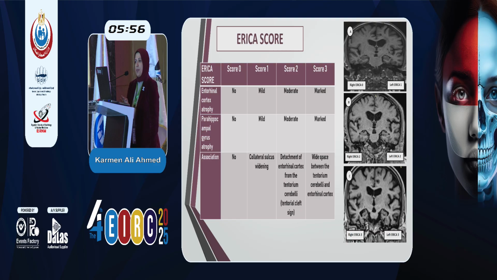First, we assess the ERICA score. ERICA score 0, there is no abnormality. ERICA score 1, there is mild entorhinal cortex atrophy, mild parahippocampal gyrus atrophy, and collateral sulcus widening. Score 2, moderate entorhinal cortex atrophy, moderate parahippocampal gyrus atrophy, with detachment of the entorhinal cortex from the tentorium cerebelli, what is called the tentorium cleft sign. Score 3, there is marked entorhinal cortex atrophy, marked parahippocampal gyrus atrophy, and wide space between tentorium cerebelli and entorhinal cortex.